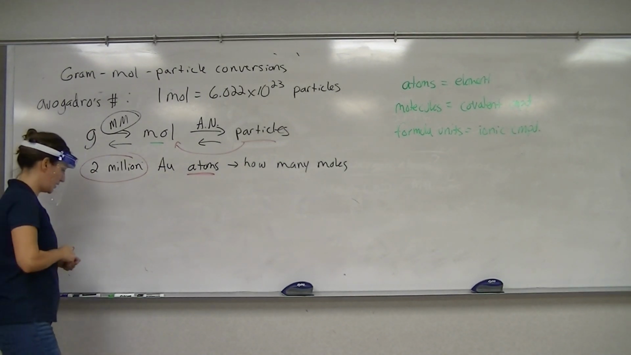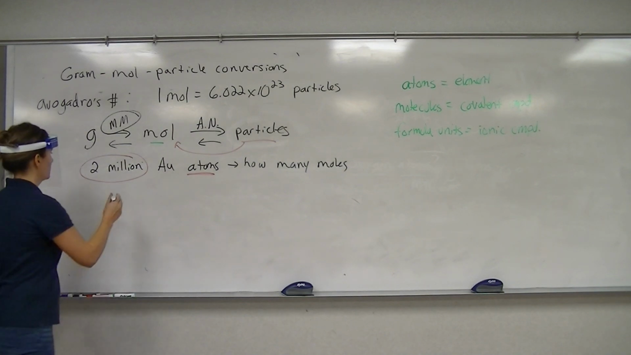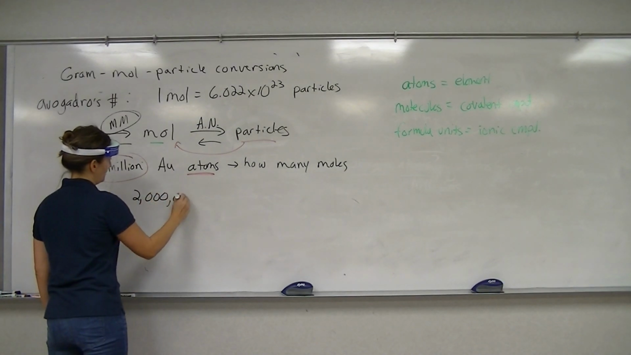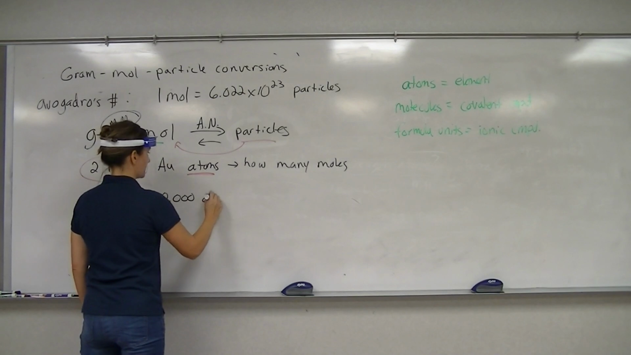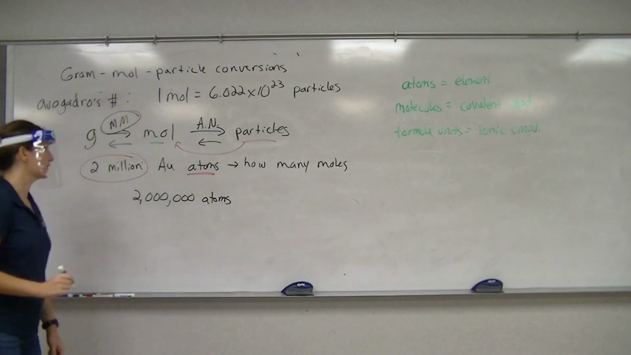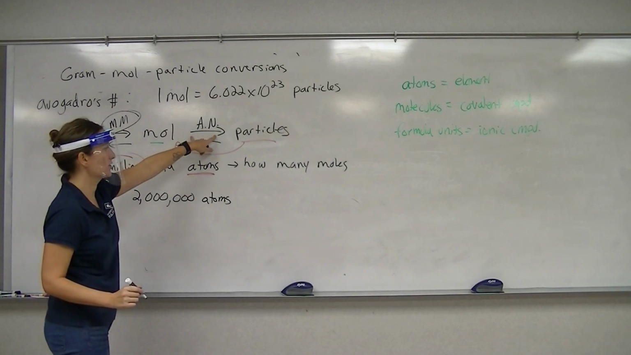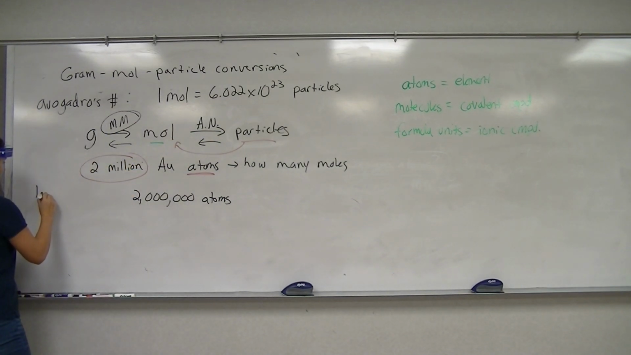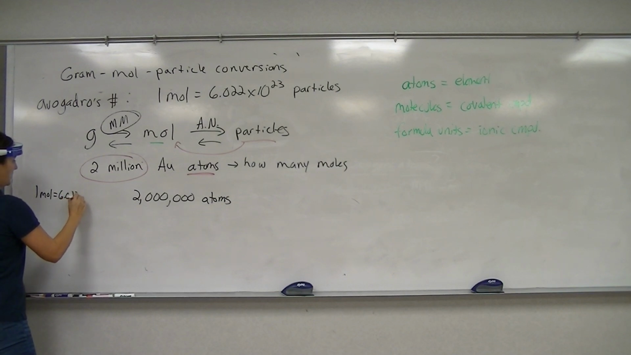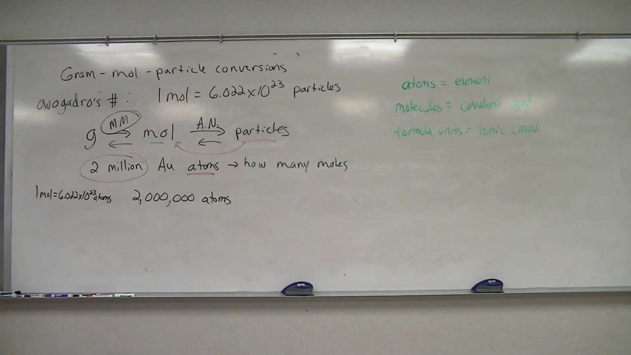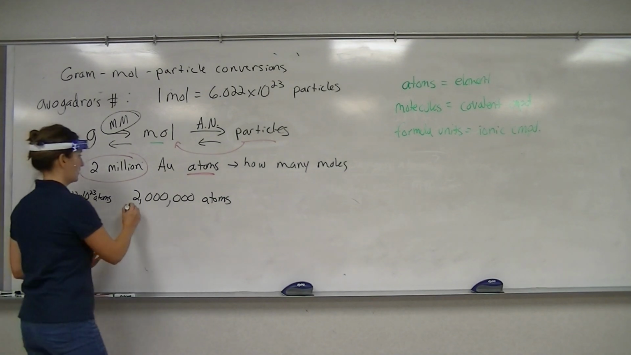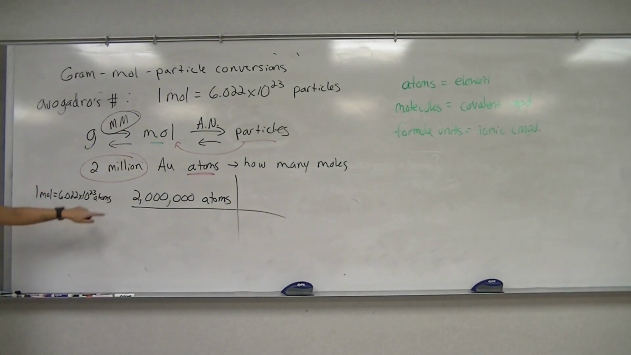So you need to take that 2 million and put it in as an actual number. So what is 2 million? It's got 1, 2, 3, 4, 5, 6 zeros. So this is my 2 million atoms. I'm going to convert that to moles, and I'm going to use Avogadro's number to do it. Okay, so I'm going to write Avogadro's number over here. That's my conversion factor. And since this 2 million is the number they gave me, that's what I'm starting my railroad tracks with. And then it's one step, so I just have this one conversion factor to get there.